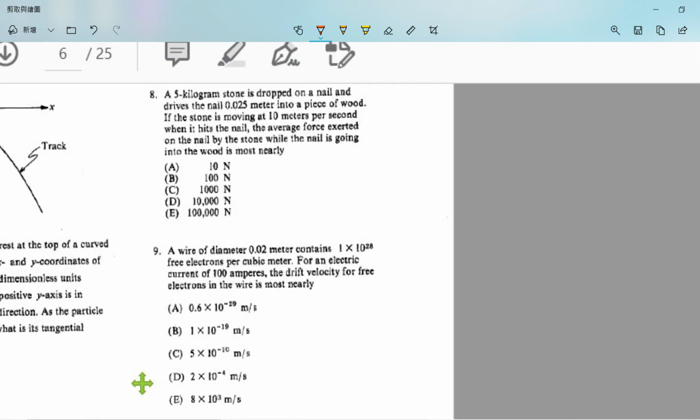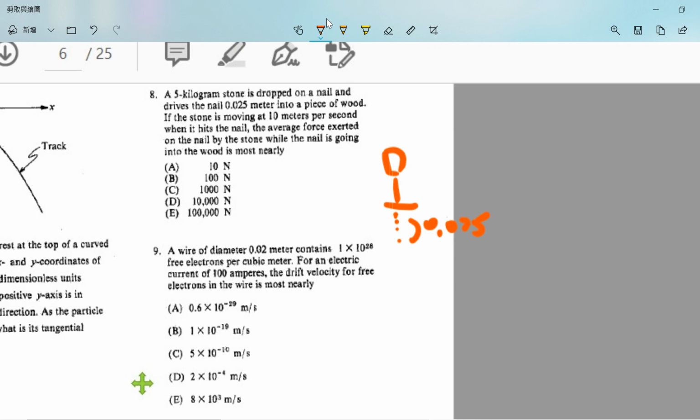Number 8. The 5 kilogram stone drops on a nail and drives the nail 0.025 meters into the wood. If the stone is moving at 10 meters per second when it hits the nail, the average force exerted on the nail by the stone while the nail is going into the wood is at most nearly what?